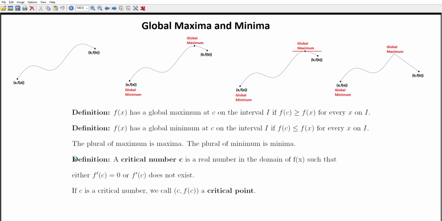Thus, we define the following. A critical number c is a real number in the domain of f of x such that either f prime of c is 0 or f prime of c does not exist. If c is a critical number, we call (c, f of c) a critical point. So a critical number is in the domain. You have to be able to evaluate the function there. And the derivative there is either going to be 0 or it does not exist.